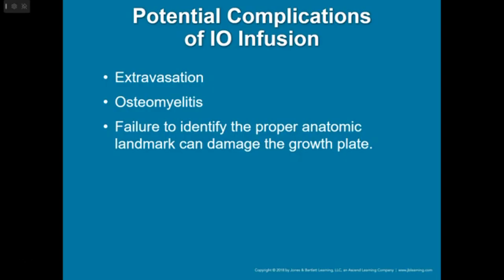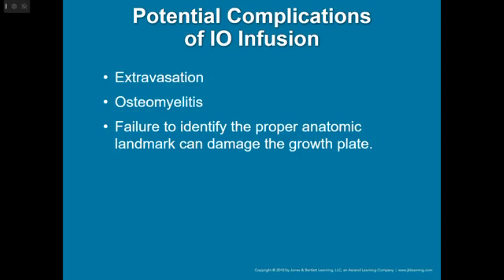Extravasation is a thing. If you go all the way through the bone, you're going to just be mindful, watching for swelling or edema around that site once you initiate it. Osteomyelitis, inflammation there, can happen. Failure to identify the proper anatomic landmarks can damage the growth plate, so that's why we want to be careful and just go right there at the end of the bone so we don't hit that growth plate, especially with the kids, and damage that. Overall, relatively low complications with an IO.